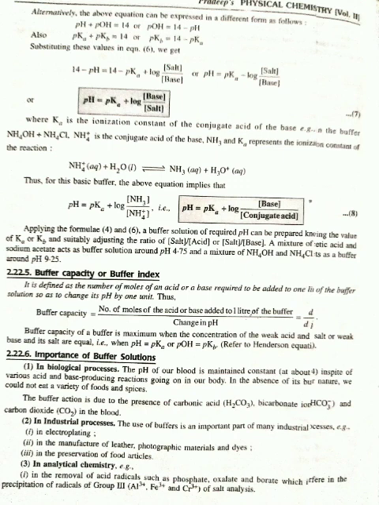A mixture of acetic acid and sodium acetate acts as a buffer solution around pH 4.75, and a mixture of NH4OH and NH4Cl acts as a buffer around pH 9.25.